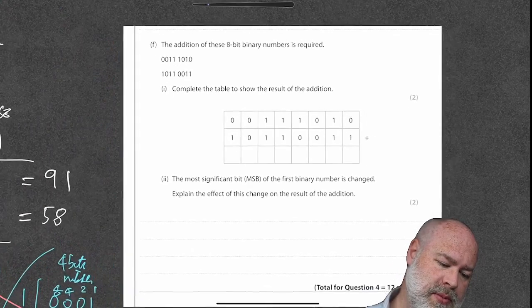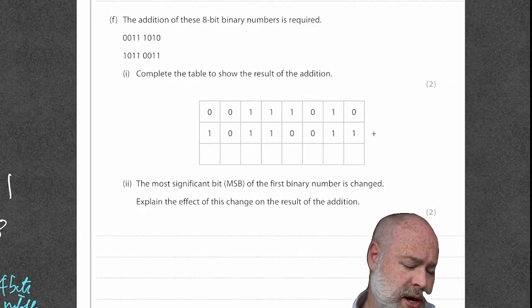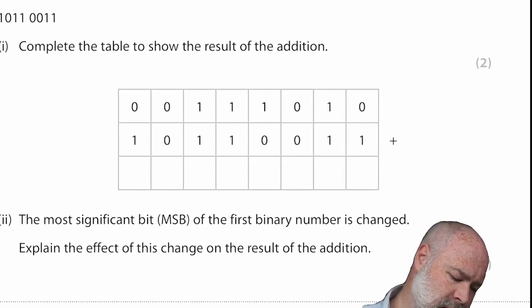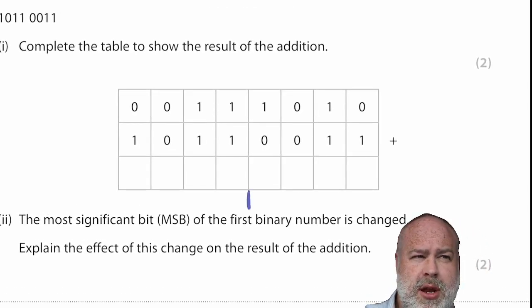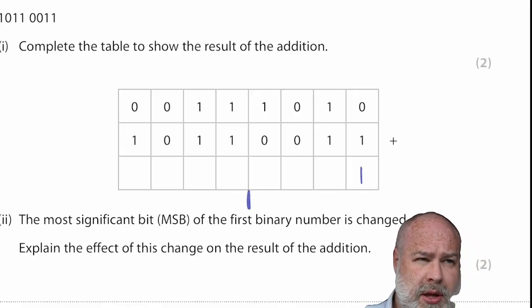Let's look at this one, which is a bit easier first. The addition of these 8-bit binary numbers is required. Complete the table to show the result of the addition. It's 2 marks, so the 2 marks will be each nibble being correct. So 0 and 1 is 1. 1 and a 1 is a 2, so we put a 0 in, carry the 1.